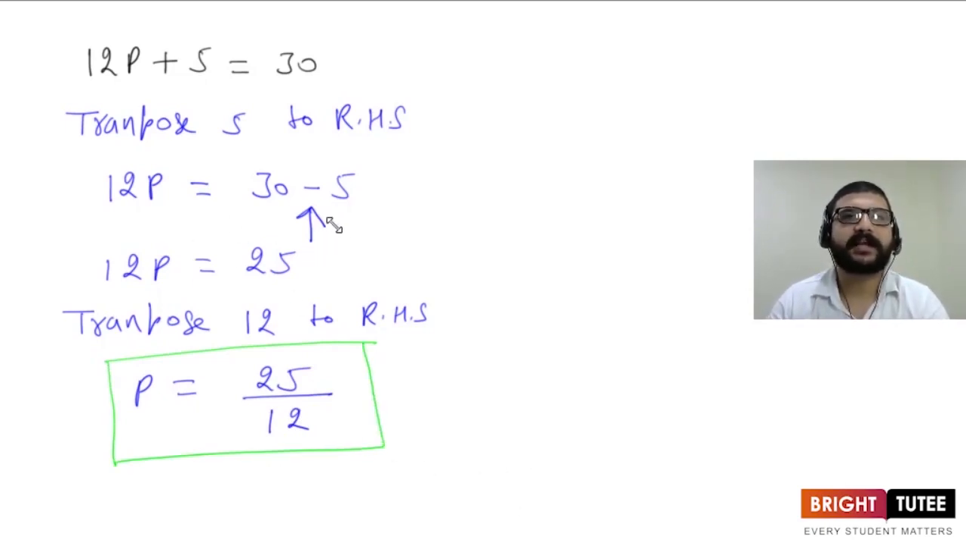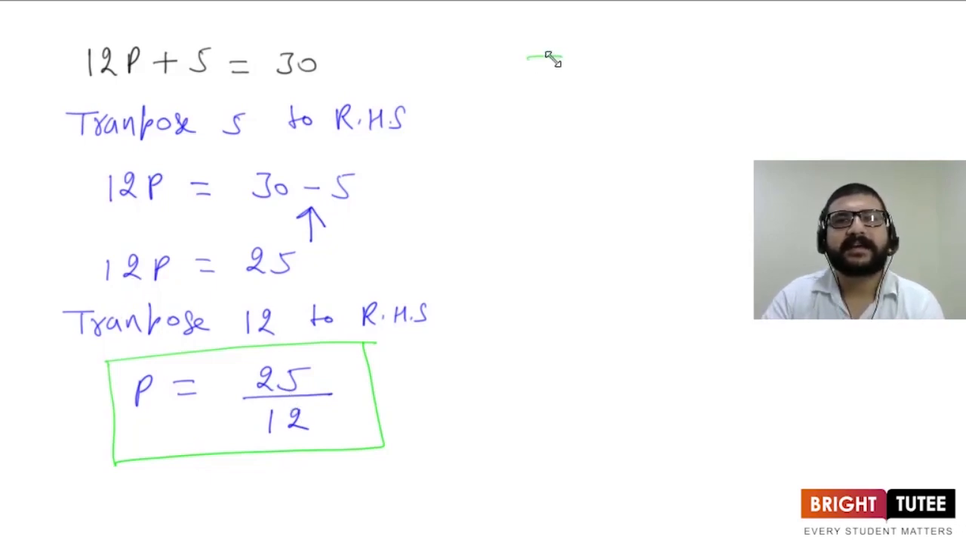Let's summarize this question, that how we have solved this question. We have an equation which is 12p plus 5 is equal to 30. Now to get rid of this plus 5, we have transposed it to the right side. Here it was plus 5, so while transposing it will become minus 5. So we get 12p is equal to 30 minus 5, which is 12p is equal to 25. Now for getting the value of p, we have to get rid of this 12 which is multiplied with p this time. Now what we will do, we will transpose this 12 on the right side. Now here the multiplication will be changed into division.